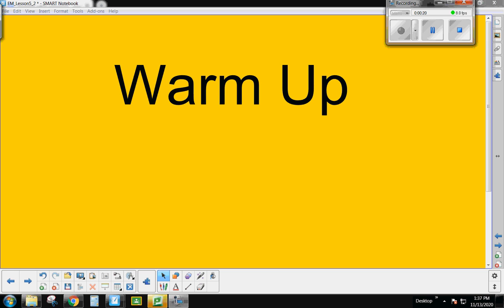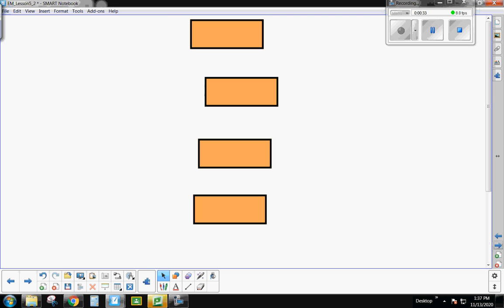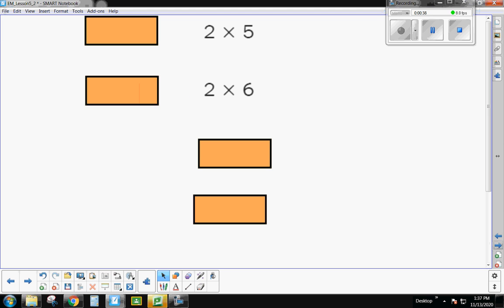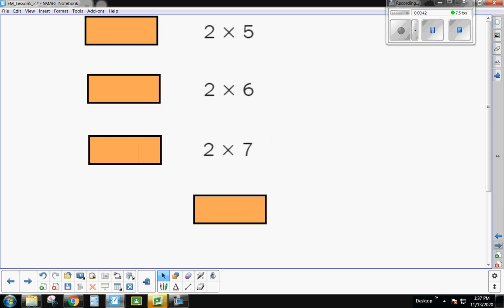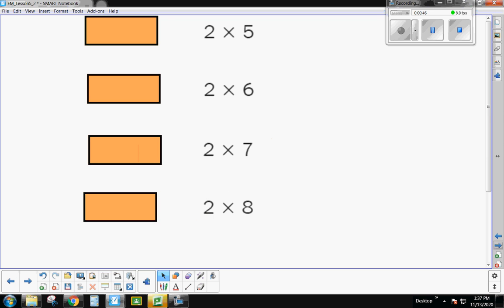I'm going to flash a problem on the screen, and as soon as you see the problem, I want you to write down just the product or just the answer. Try to keep up with answering them as quickly as I am revealing them. All right, here we go. 2 times 5, 2 times 6, 2 times 7, 2 times 8. If you weren't able to keep up, pause the video, get them all answered.